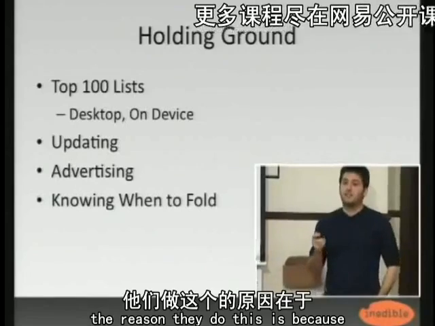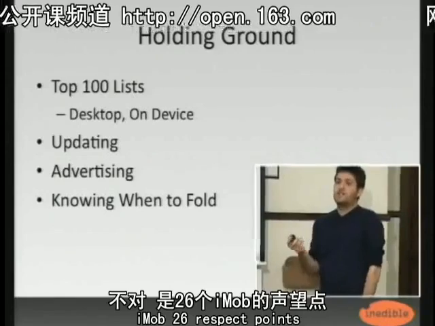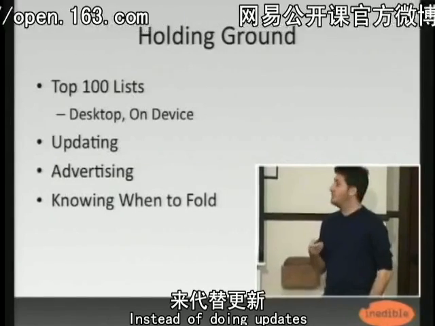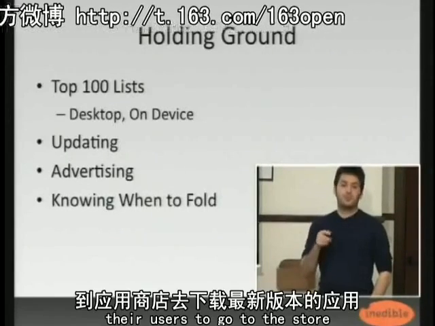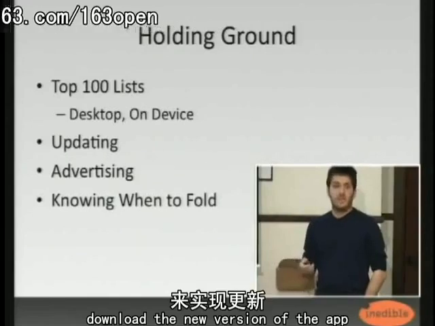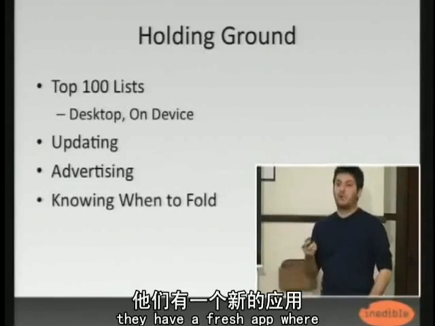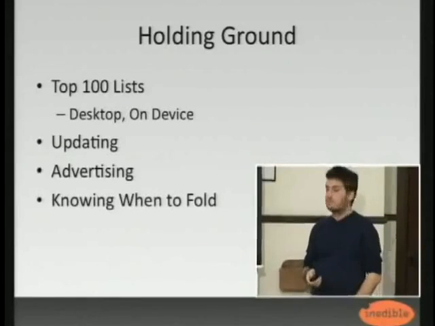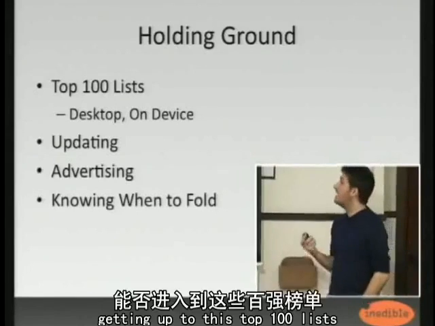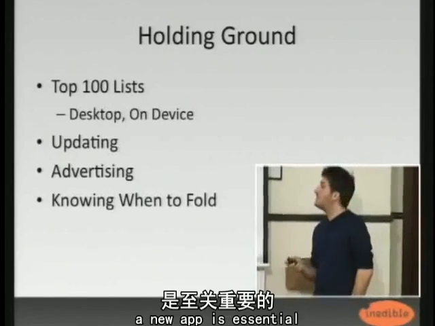The reason they do this is because they can keep submitting unique apps with iMob 32 respect points, iMob 26 respect points. Instead of doing updates using Apple's built-in update cycle, the way they do it is by telling all of their users to go to the store and download the new version of the app, which they bill as just a standard upgrade. They get respect points for doing it, which is how they incentivize their users. And now they have a fresh app where all of those downloads are counting towards the top 100 list, and they rise back up to the top. So getting up to those top 100 lists is what matters, and at a certain point, rolling your users into a new app is essential.